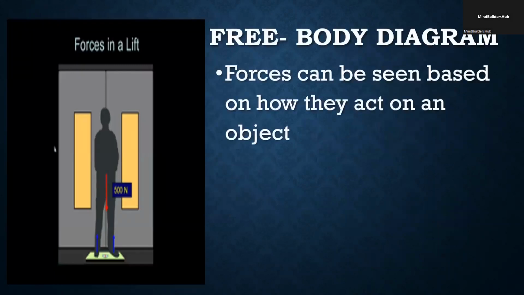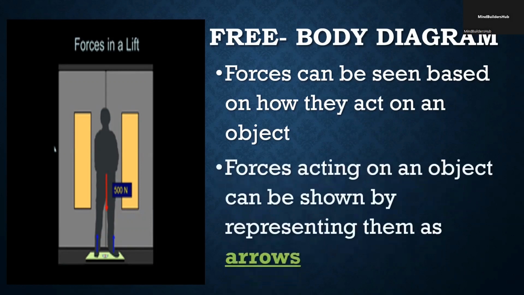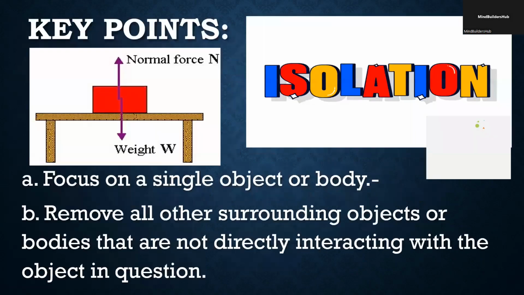So in here, forces can be seen based on how they act on the object. That is what the free body diagram wants to show us. Look at the picture and you will see that forces acting on an object can be shown by representing them as arrows. An FBD, or free body diagram, is a diagram showing all the known and unknown forces acting on the object, indicating their magnitudes and directions.